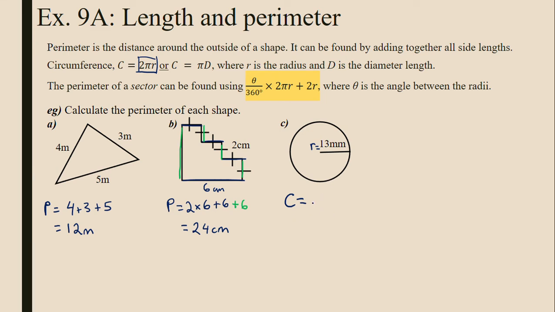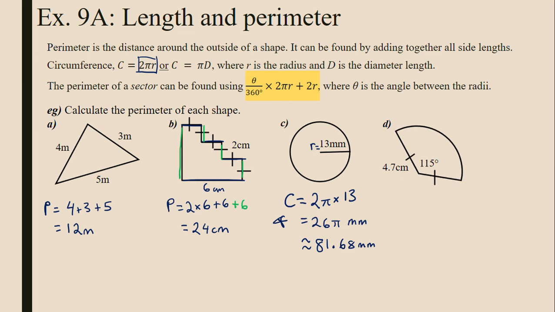So we have 2 pi, which is a number, times a radius of 13. You can leave it at 26 pi millimeters, that's an exact value, or you can punch it into your calculator and spit out 81.68 millimeters as an approximate value. I've just rounded that to 2 decimal places. The question doesn't specify, so you should leave it at the exact value, but I will give you both just in case. And finally, the big one.